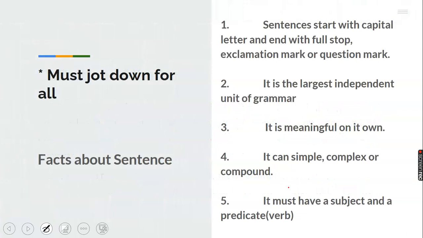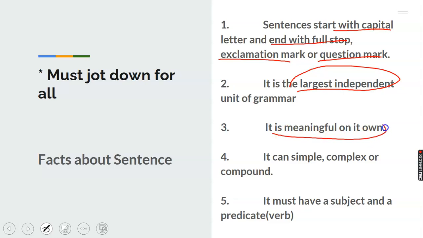Then, for emphasis sake, let's see some facts about sentences. One, I said it must start with a capital letter and end with a full stop, an exclamation mark, or a question mark. Like I said, it is the largest independent unit of grammar. That is, it requires no attachment. It can work meaningfully on its own. Like I said here, it is meaningful on its own.